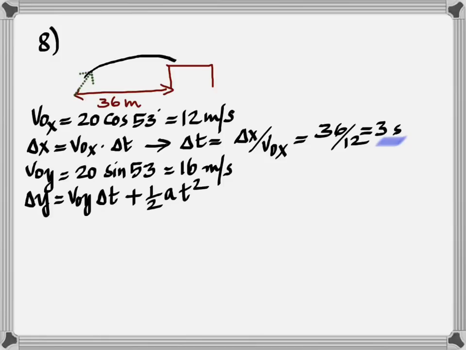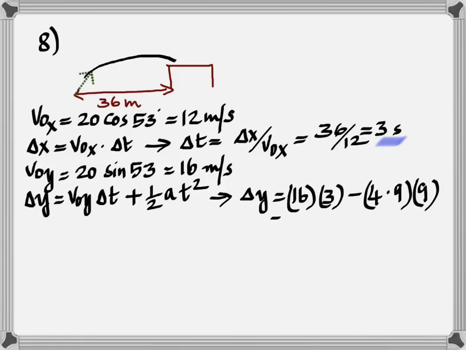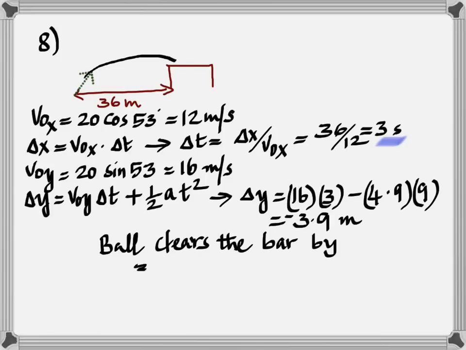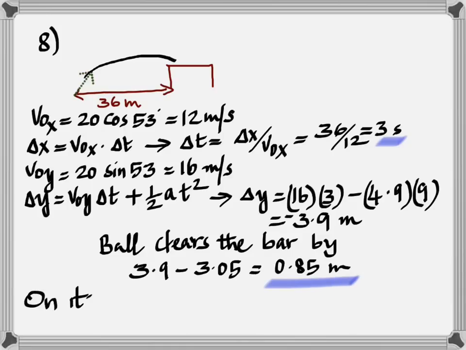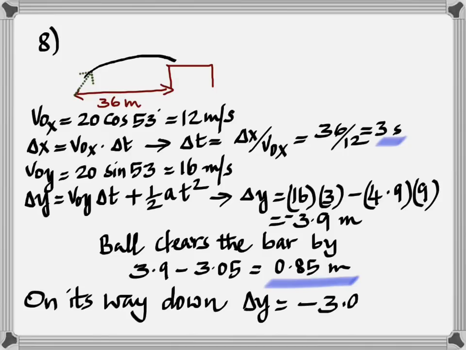Then use this equation to find delta y as negative 3.9 meter. That means the ball clears the bar by 0.85 meter. Now, the negative shows that it was on its way down.